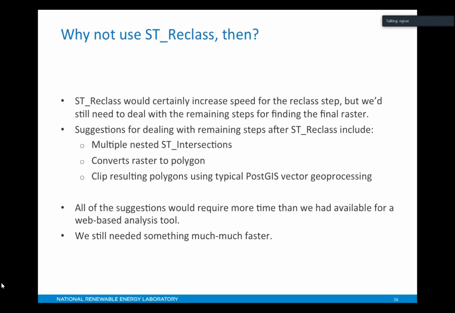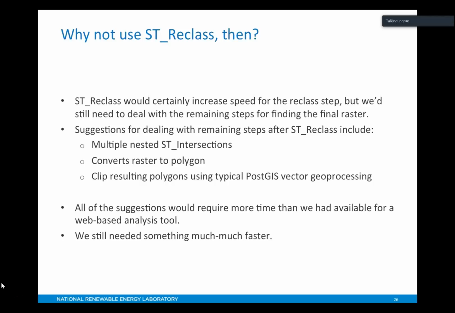So once you run the ST reclass, you end up with several rasters that have all been reclassified, but then you need to combine them back together. You can deal with this using multiple nested ST intersections, but that gets pretty messy, and there are some issues with data not aligning correctly, or possibly one ST reclass gave you results that the ST intersection wouldn't be expecting. And so it just gets messy, and you have to do a lot of preparation work between every ST intersection.